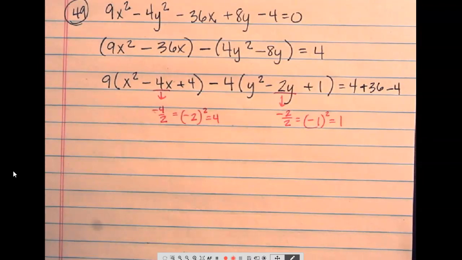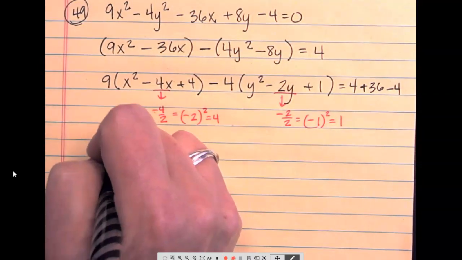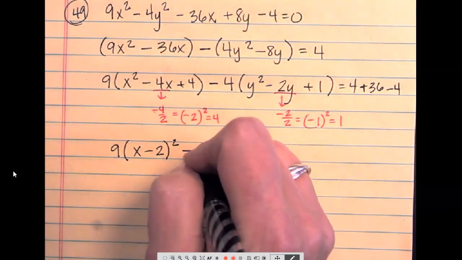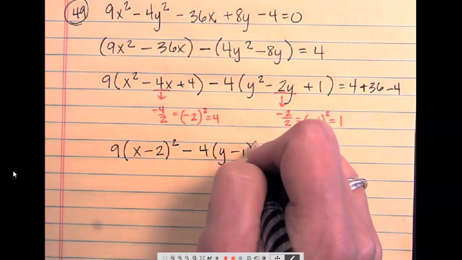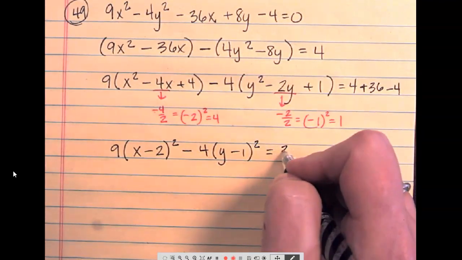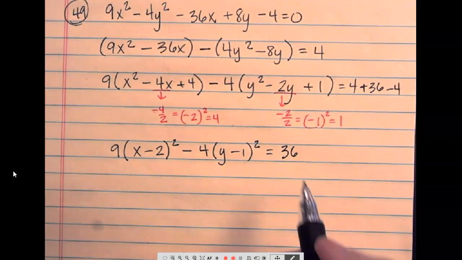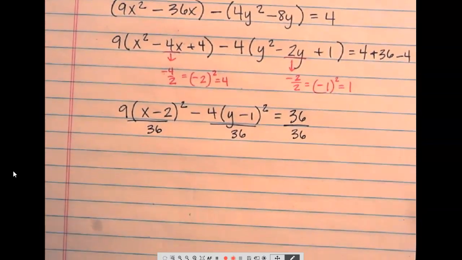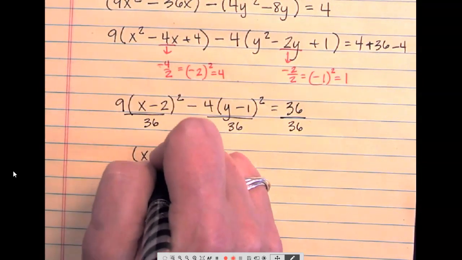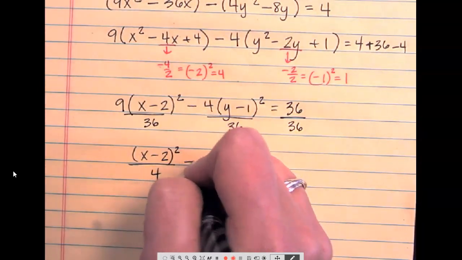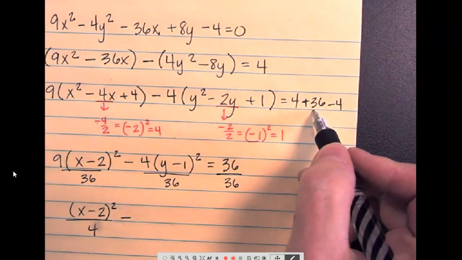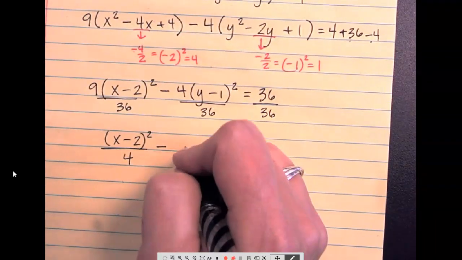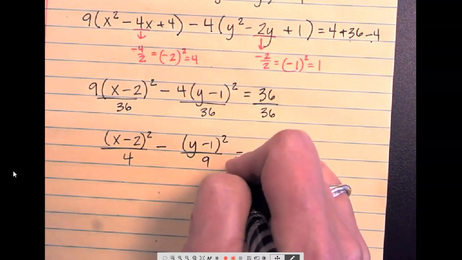Ready to get on that. Okay, next step is to factor the perfect square trinomials. So I have 9 times x minus 2 squared minus 4 times y minus 1 squared equals, add that up, I just get 36. And then one more step, this needs to be a 1, so I will divide everything by 36. And 9 over 36 reduces to 4 on the bottom. Did you add 36? And then subtract 4? Oh. Got it? And then this simplifies to y minus 1 squared over 9 equals 1.